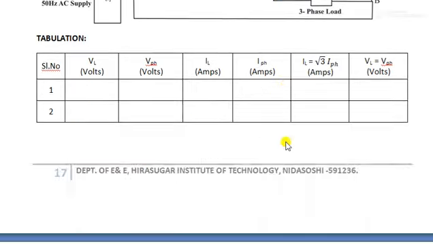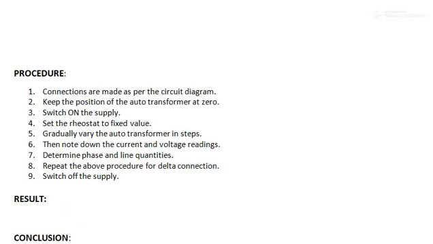Now we see the procedure for this experiment. The connections should be made as per the circuit diagram. Ensure the auto transformer is at the 0 position, and then switch on the supply. Set the rheostat or lamp load to a fixed value, and gradually vary the auto transformer in steps, or you can apply it to some fixed values.